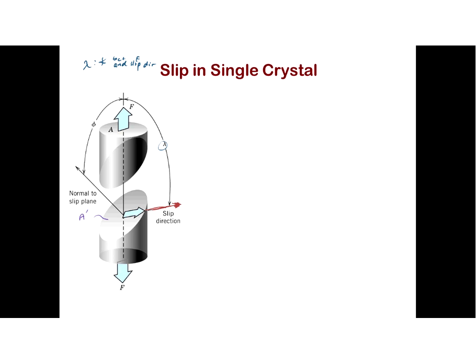So we'll see where the F is going to come back here in a second. The other angle we'll define is called phi, and this is the angle in between F and the normal to the plane. The plane normal. The normal to the slip plane.